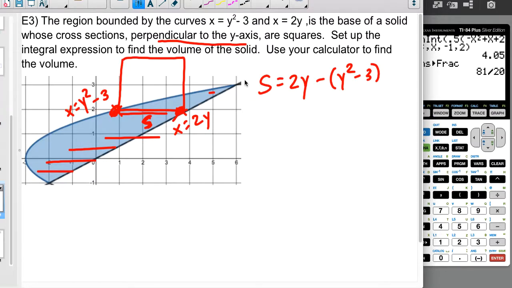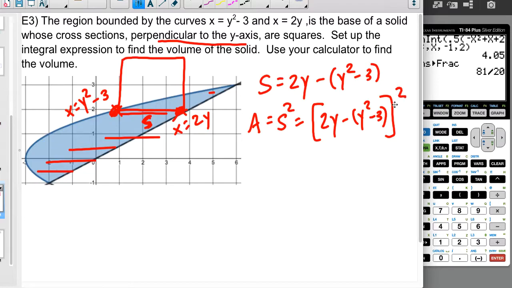So once I know that that's the side, and actually, I'm going to show you a cool trick with your calculator in a sec if you don't want to clean this up, once I know that that's the side length, my area of a square is side squared. So honestly, my area could just be written as 2y minus this quantity squared if it's a calculator section.